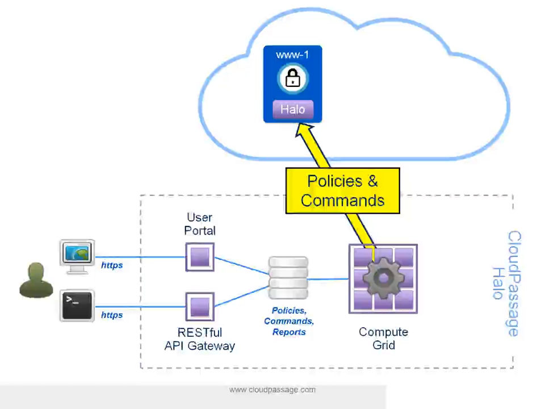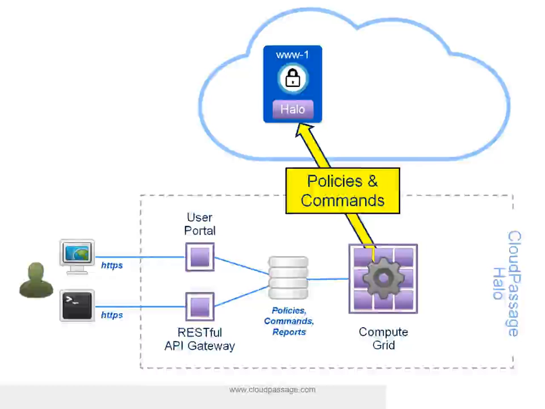We offload from your server, we take it onto our grid, which is optimized to do that. So again, moving forward to the next slide, the policies and commands are pulled down by the Halo daemon. This is a one-way communication. The Halo heartbeats out, pulls information down from the grid, so there's nothing open on the Halo daemon to be attacked or connected to from the network.